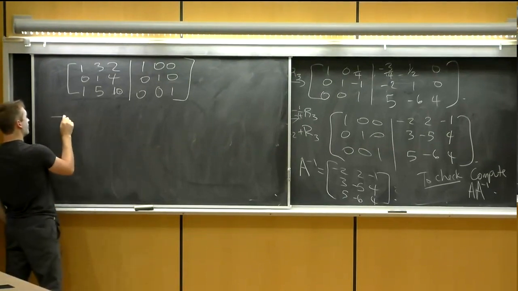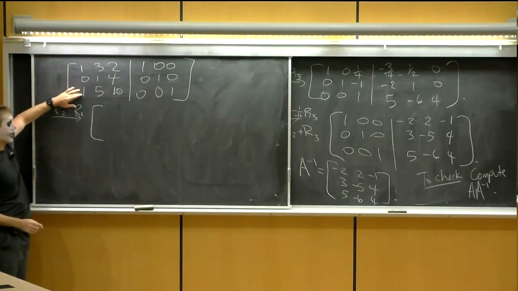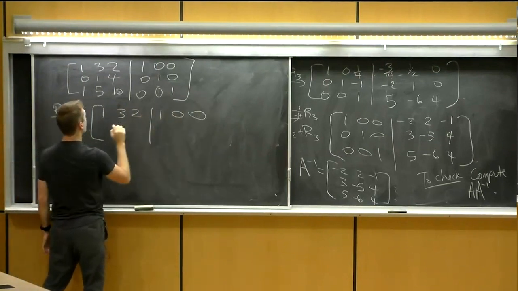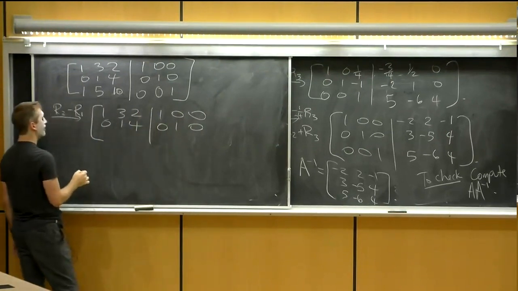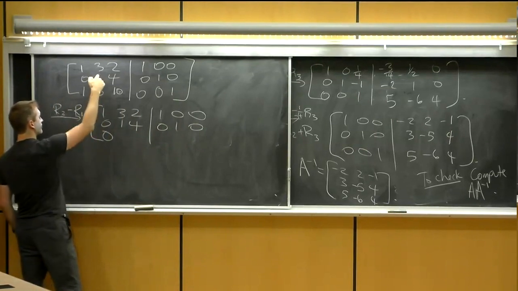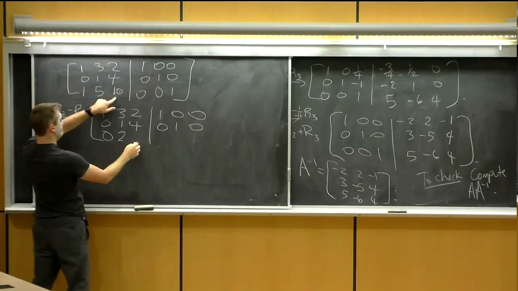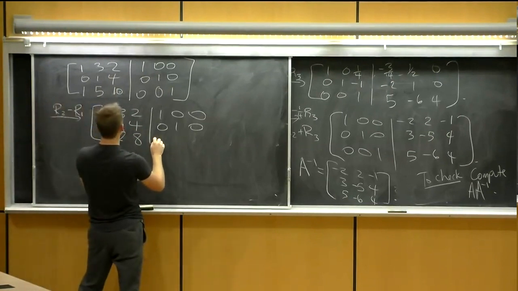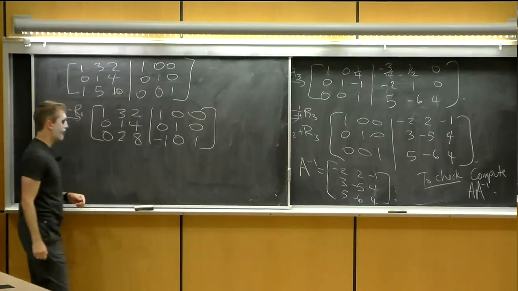But let's see what happens. So I'm going to do row 3 minus row 1. Right, because I've already got my 1. I just want to get rid of this. So 1, 3, 2, 1, 0, 0, 0, 1, 4, 0, 1, 0, and then 0 here. That'll make it 2. 5 minus 3, right? 10 minus 2 is 8. Negative 1, 0, 1.